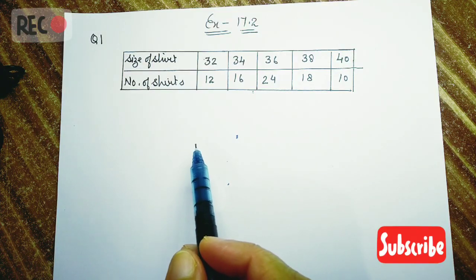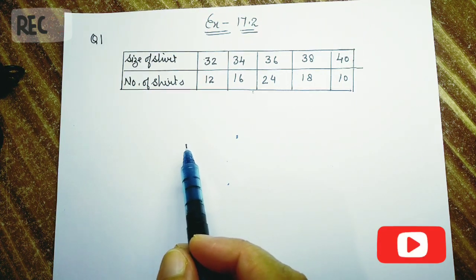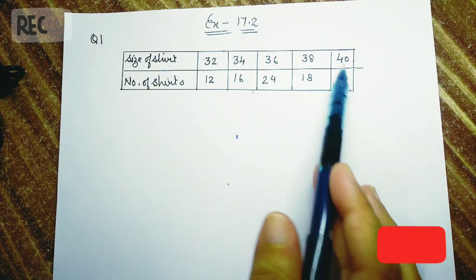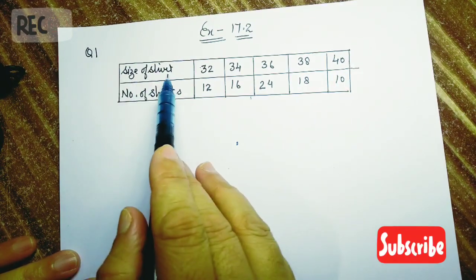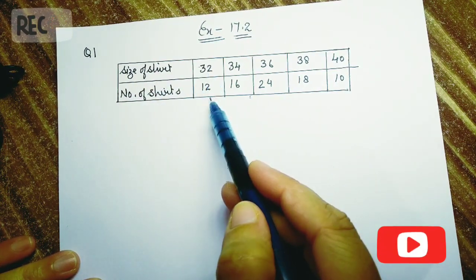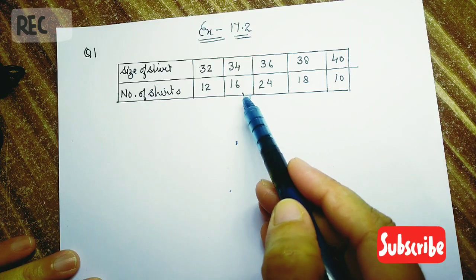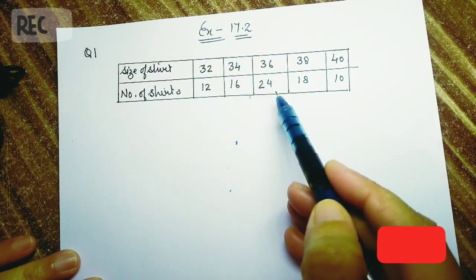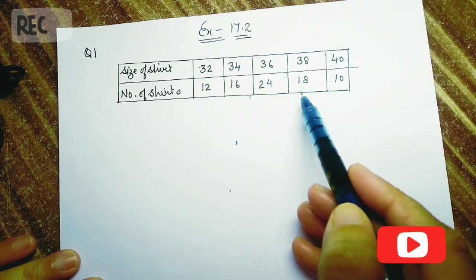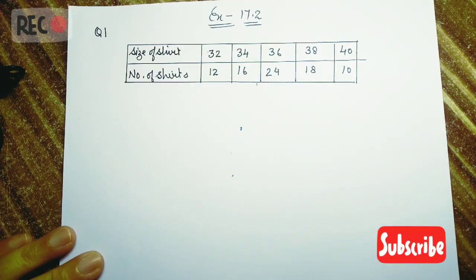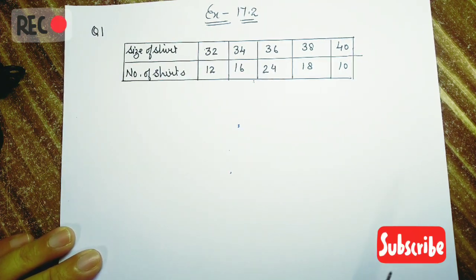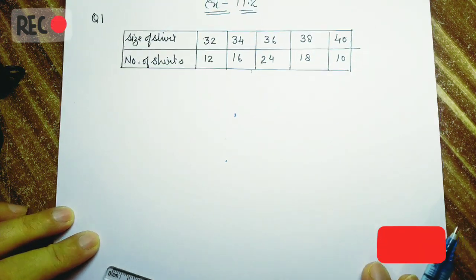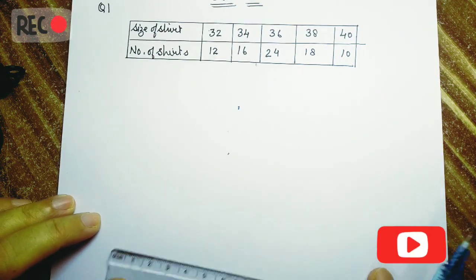In exercise 17.2, the first question is given: the number of shirts sold by a shopkeeper on a particular day, and we have to represent this information with the help of a bar graph. They have given the size of shirts: size 32 having 12 shirts, size 34 having 16 shirts, size 36 having 24 shirts, size 38 having 18 shirts, and size 40 having 10 shirts. Students, we can draw the bar graph on a plain page or on a graph page. Here I am going to explain how to draw a bar graph on a plain page.